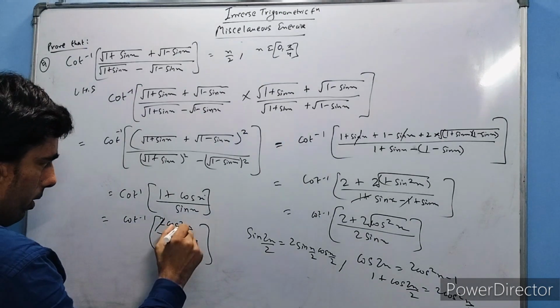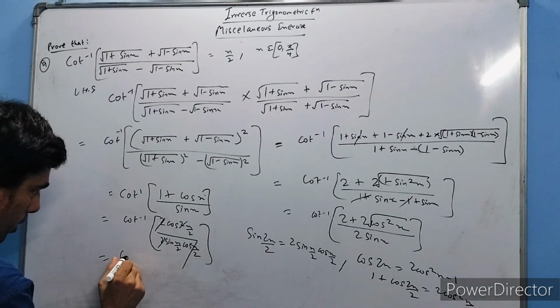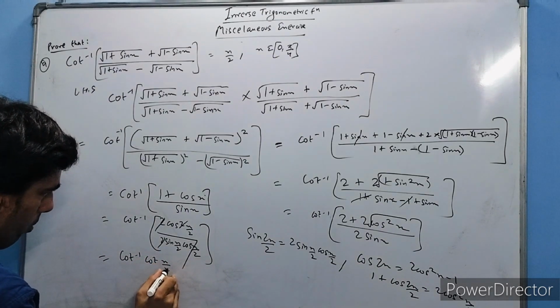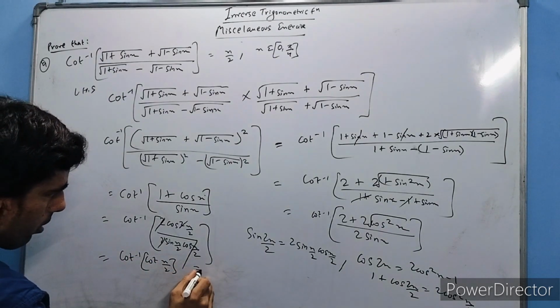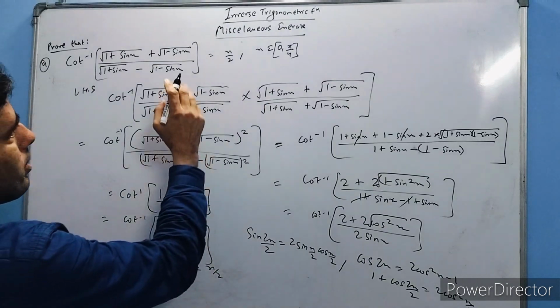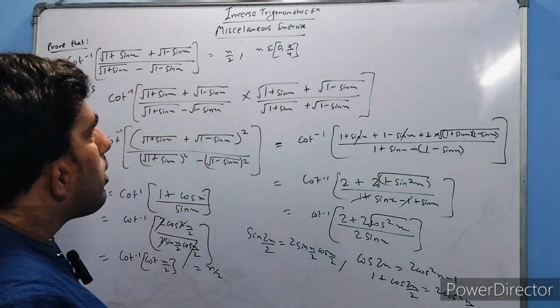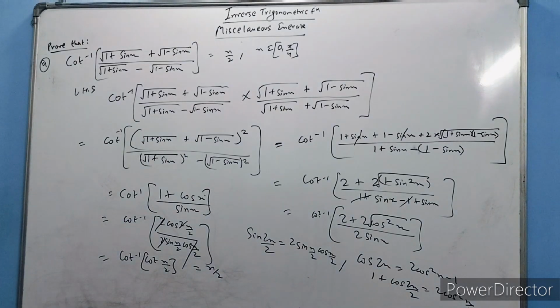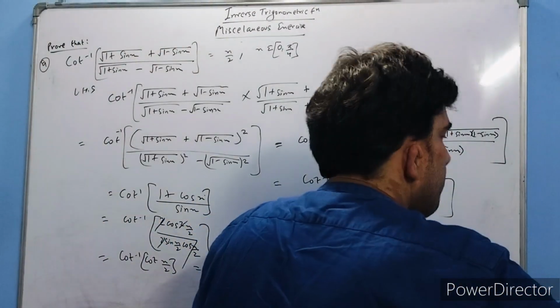Now we'll reduce this. So we'll have cot inverse cot x by 2. So I got x by 2, which is required here. Okay, so that is how we need to prove like this. Now let us try to solve the next question.